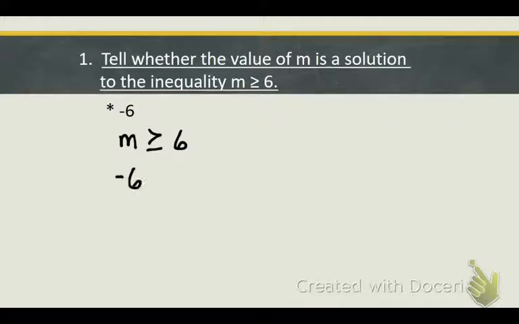Okay, I put in that substitution for m. And what do you think? Yes or no? Is this a solution to that inequality? No, it is not. Okay, negative 6 is definitely not equal to 6, and it's definitely not bigger. So no, that is not a solution.